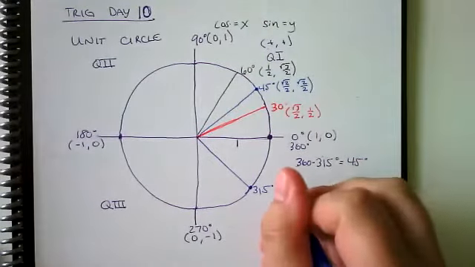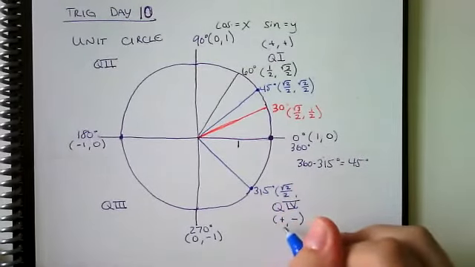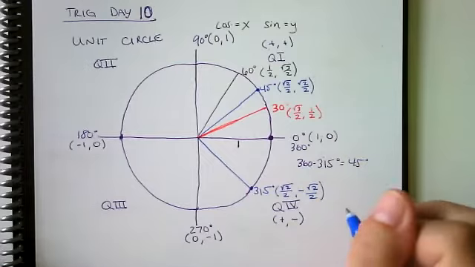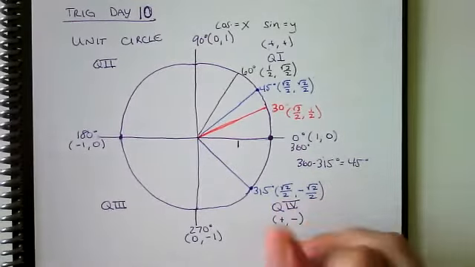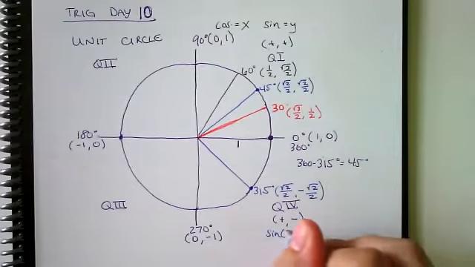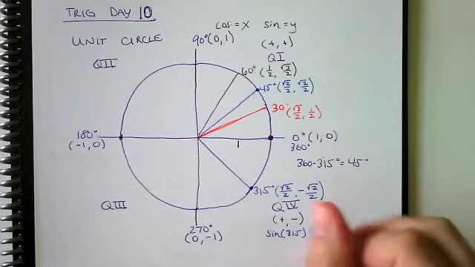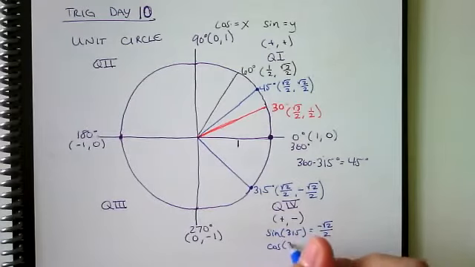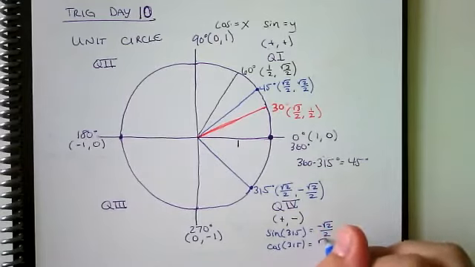So my answer here for 315, my point is going to be square root of 2 over 2 for my x value, which is still positive, but then my y value is going to be negative square root of 2 over 2 because my y value is negative there. So if I ask you to find the sine and the cosine of 315, if I'm asking you for the sine of 315, remember sine is just our y value. So my answer is negative square root of 2 over 2. If I'm asking you for the cosine of 315, my answer is just going to be the x value, which is square root of 2 over 2.